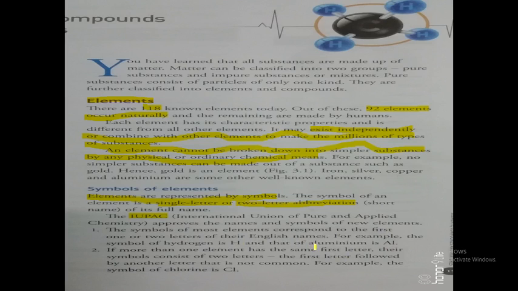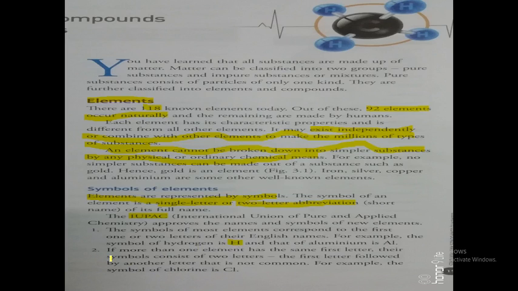The first letters of aluminium are Al, therefore aluminium is denoted by Al. The next example is hydrogen. Here hydrogen starts with H, so it is denoted by H. The symbol of hydrogen is H.